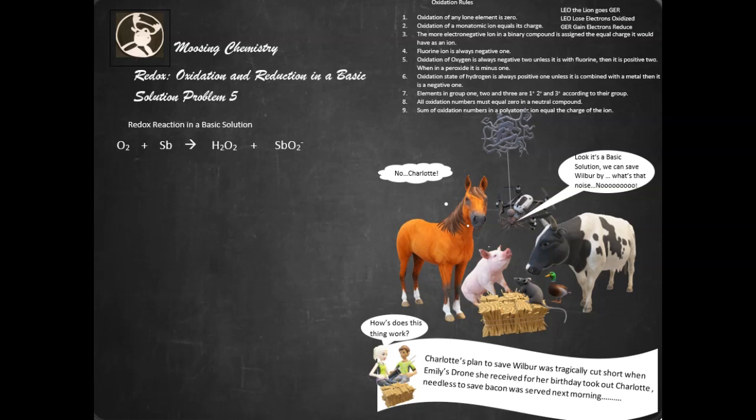This is Redox reaction, oxidation, and reduction in a basic solution, problem number 5. So let's look at our equation. O2 plus Sb yields H2O2 plus SbO2 negative. Well, the first thing we want to do is write two half reactions. So let's go ahead and do that.